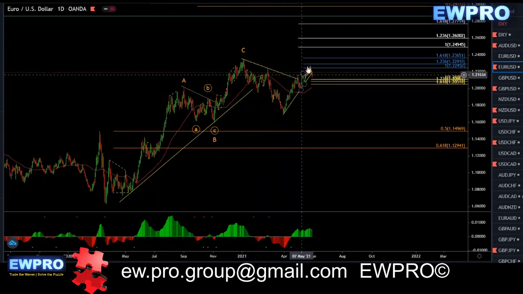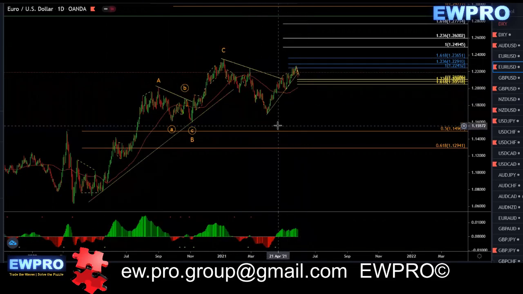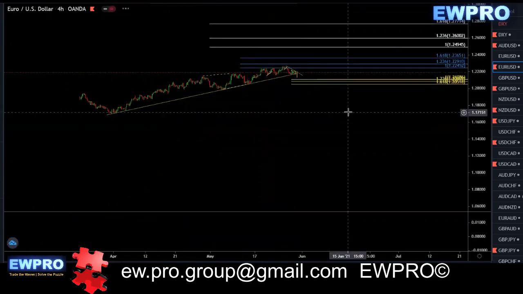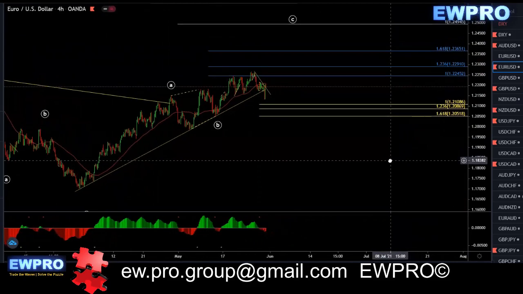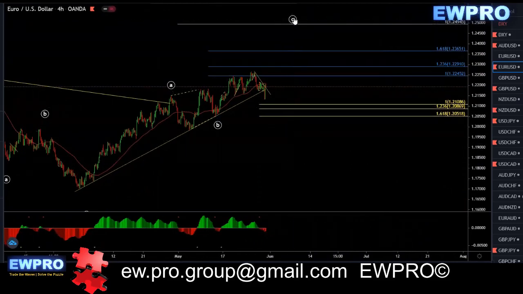But this is starting to look, it's not real impulsive, you know. So if we have a look, we're looking for the 100 fib up here. This is sort of looking like an A, B, C in here. So we can start looking at this as a flat in here to go and break the top.